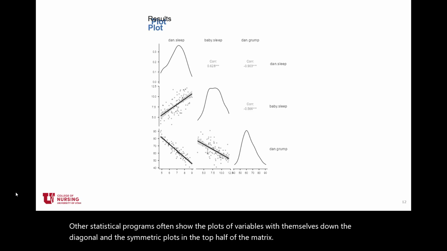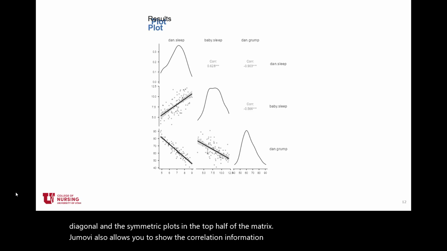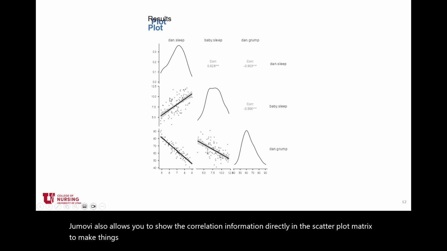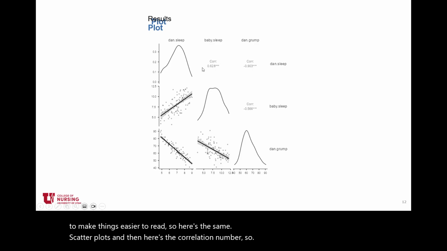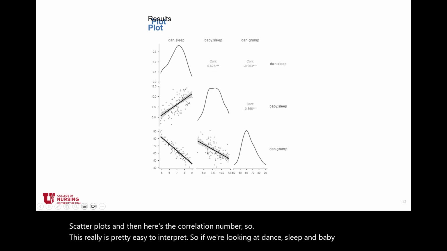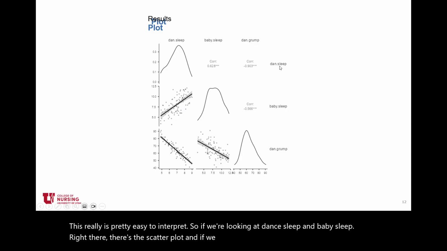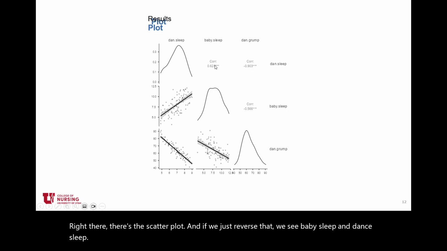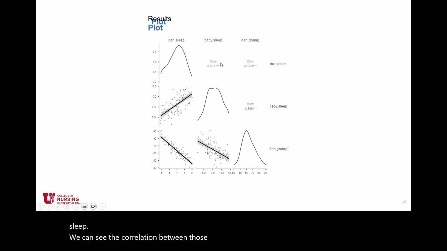Jamovi also allows you to show the correlation information directly in the scatter plot matrix to make things easier to read. So here's the same scatter plots, and then here's the correlation numbers. So this really is pretty easy to interpret. If we're looking at Dan sleep and baby sleep, right there's the scatter plot, and if we just reverse that, we see baby sleep and Dan sleep. We can see the correlation between those two. And with correlation matrices, it really doesn't matter which variable you put first, because you're going to get the same numbers.